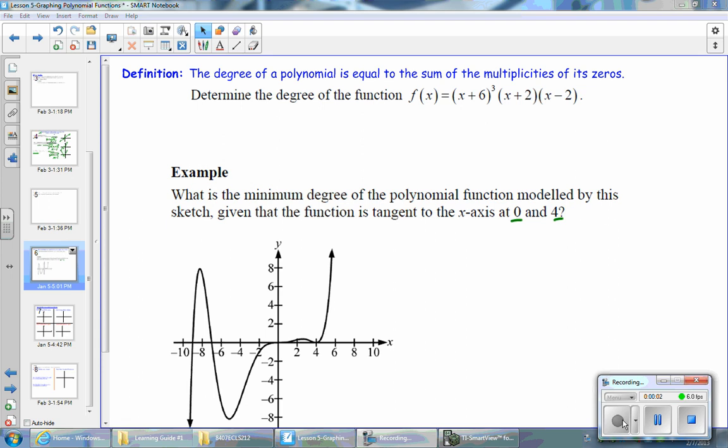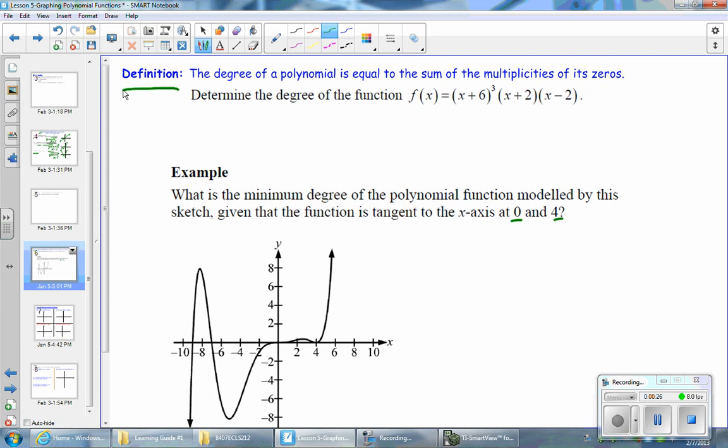Now in this lesson, I'm going to talk about how the degree of a polynomial is related to the sum of the multiplicities of the zeros. So let's start with the actual definition that I want to work with here. It says the degree of a polynomial is equal to the sum of the multiplicities of its zeros. So to find the degree of a function, you can take a look at the multiplicities of its zeros.